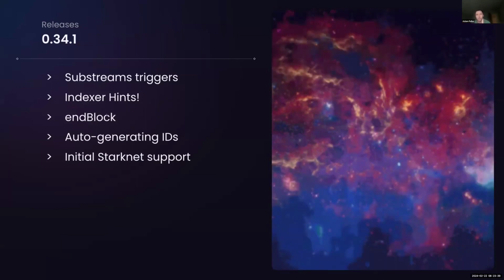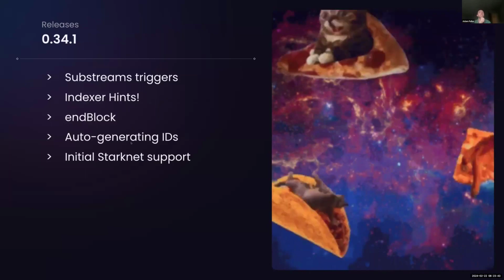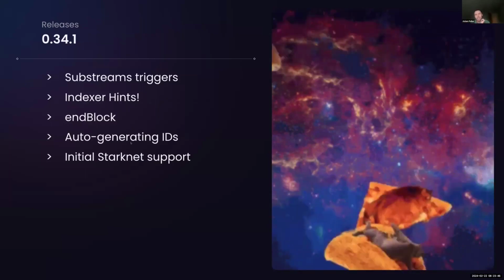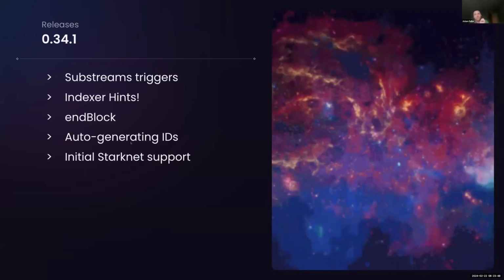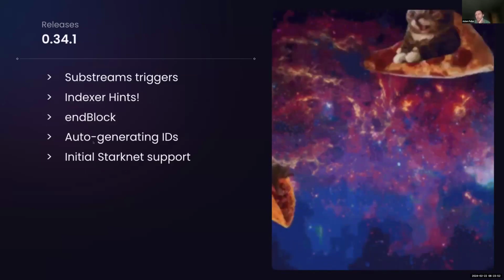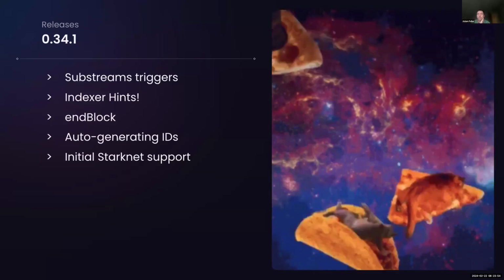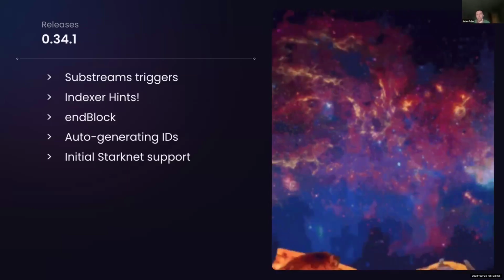endBlock was another one. This has been a long-standing feature request, which essentially lets you say that you're no longer interested in listening to a data source after a certain block number. And then another smaller one was auto-generating IDs. So essentially just an incrementing ID. So just a small quality of life thing.